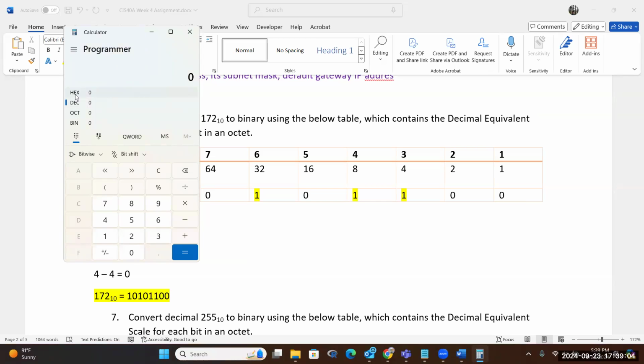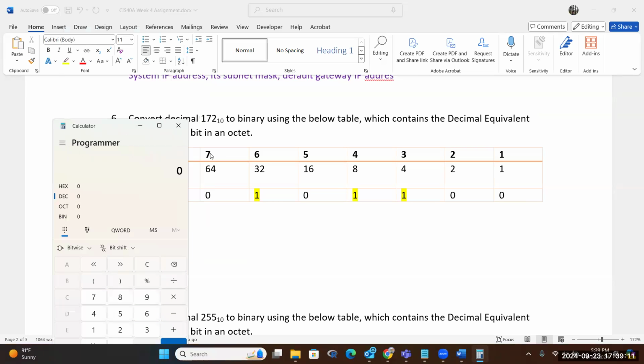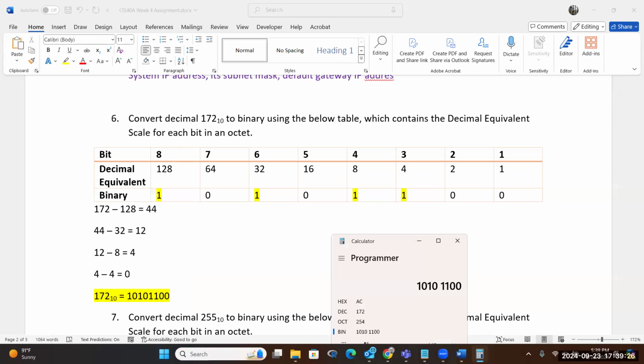So I want to check, right? My question was 172. I want to make sure my answer is correct. So you select decimal and you type in 172. And you click on BIN for binary. And there you go, right? That's correct, right? So now you know how to use it.